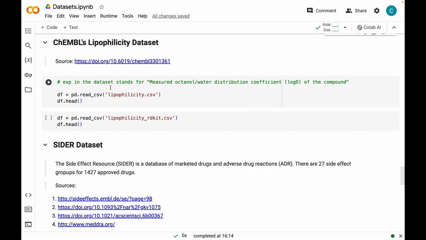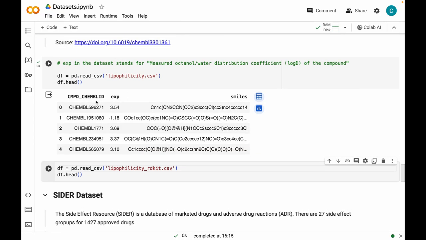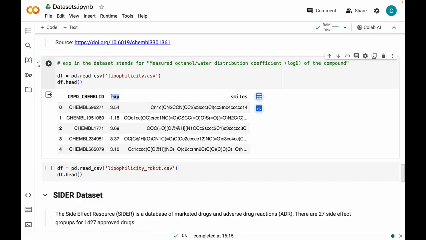Now, this dataset has been stored in lipophilicity CSV file. So let's run this. Now it has the Campbell IDs and the target column, EXP. Here, EXP stands for the measured octanol-water distribution coefficient, log D, of the compounds, which is basically the measured lipophilicity values. And we have the SMILES strings here.